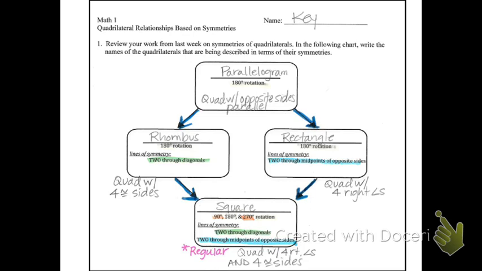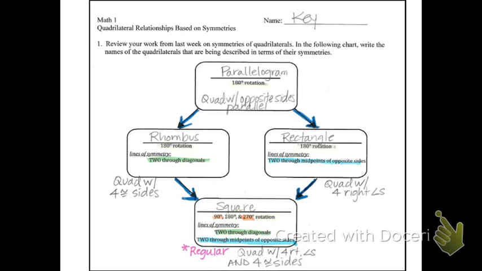Now this also lists what kind of symmetry we have. The parallelogram, the only symmetry is a 180-degree rotational symmetry. It has no reflectional symmetry. The rhombus, because it is a parallelogram, has the 180 rotational symmetry. In addition, it also has reflectional symmetry. The lines of symmetry for the rhombus are the diagonals. There's 2 diagonals of a rhombus, and those are your lines of symmetry for reflectional symmetry.